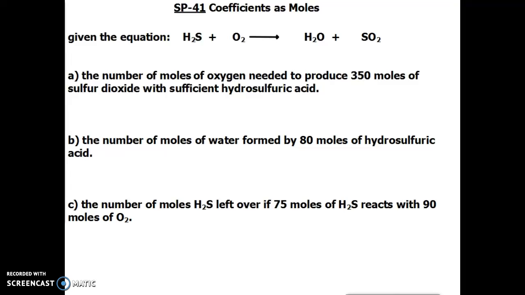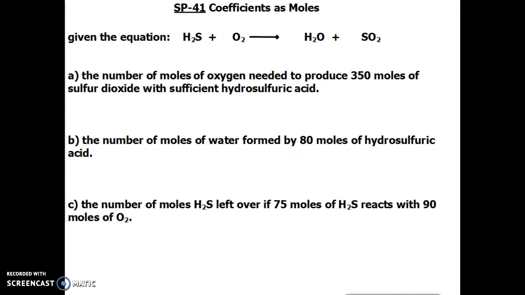Okay, this first assignment that we're looking at is SP41, and this is actually looking at coefficients in a chemical equation as being moles. And this is a very useful quantity for us because moles are actually easy to measure out. So before we can do anything else, the first thing we have to do is balance our equation. Alright, I'm looking at this equation.